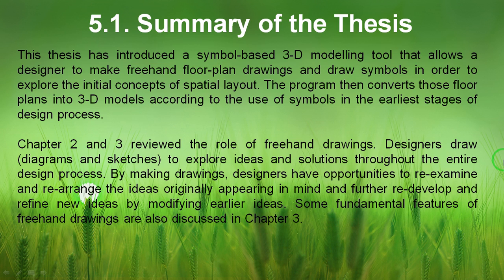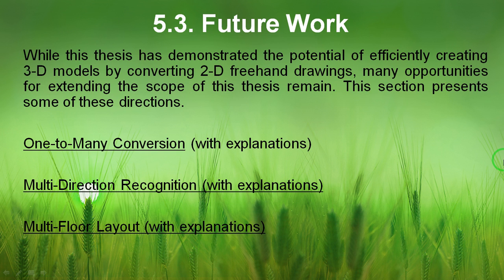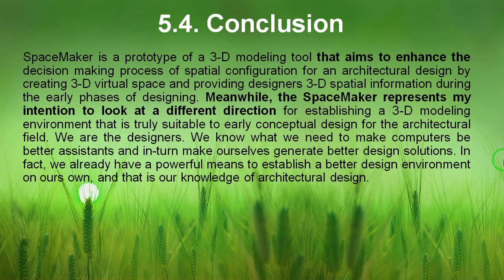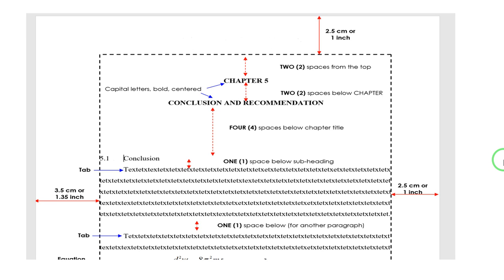This is an example of how you can write your conclusion part. 5.1 is the summary of the thesis. 5.2.1 is the contribution of the thesis. 5.3 is the future work. 5.4 is the conclusion. This is an example of table of contents format, and also format for your chapter 5, conclusion and recommendation.